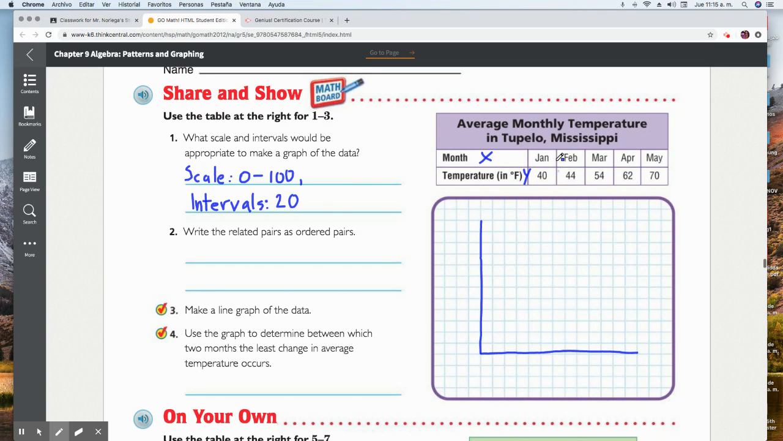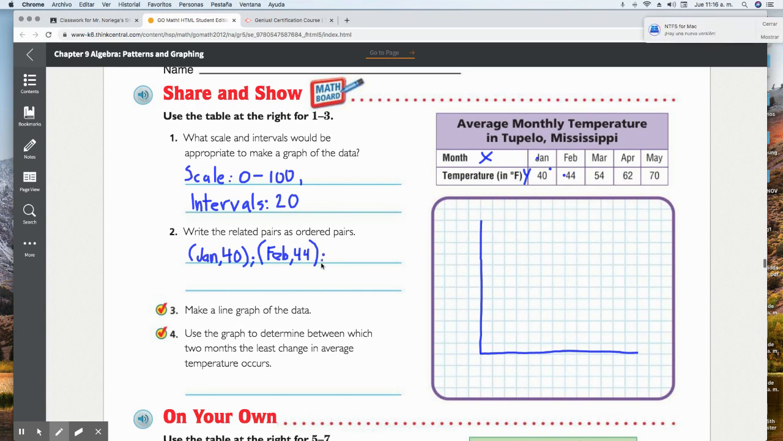We're going to make January and 40, February and 44, March and 54, April and 62, and May and 70 ordered pairs. I'm going to open a parenthesis. I'm going to get January as my x-axis, comma, 40. So in January, the temperature was 40. For February, I'm going to open another parenthesis, and write February as my x-axis and 44 as my y-axis.